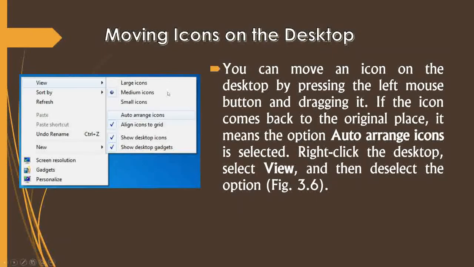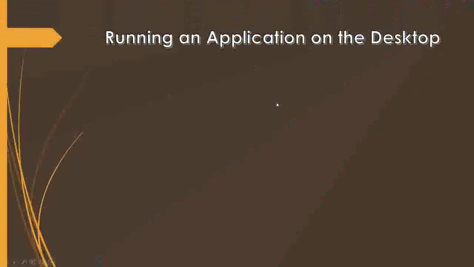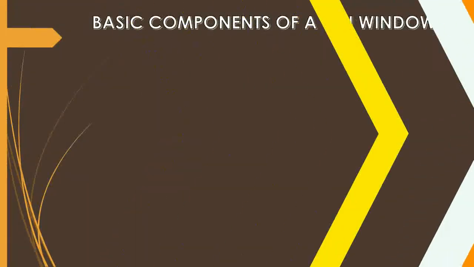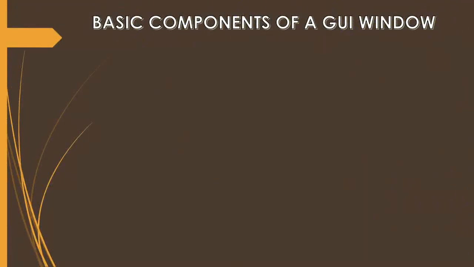After moving icons on the desktop, next is running an application on the desktop. How can you run an application? Just double click it, or right click on it and click open. Next, the basic components of a GUI window. What are the basic components?